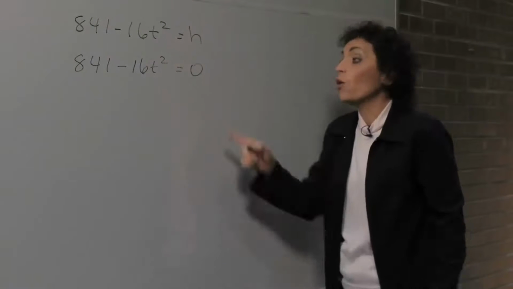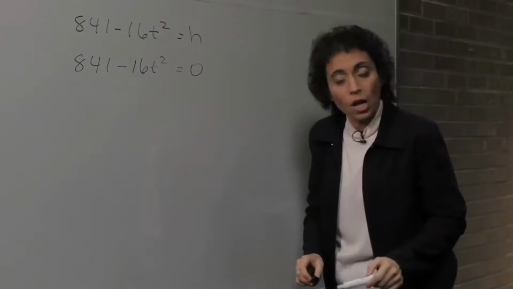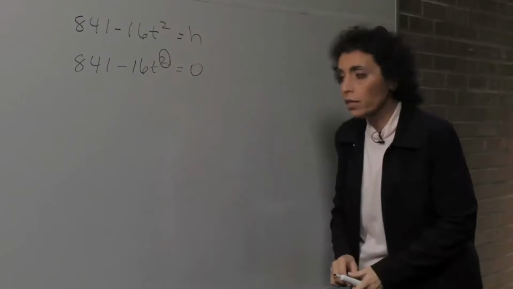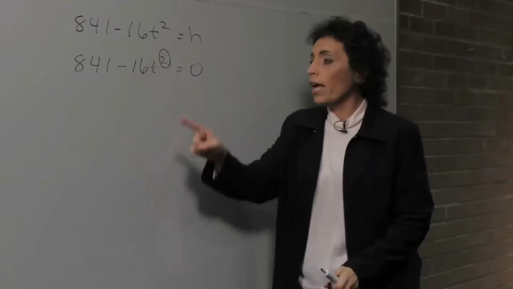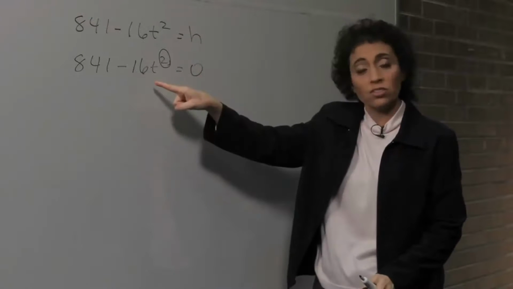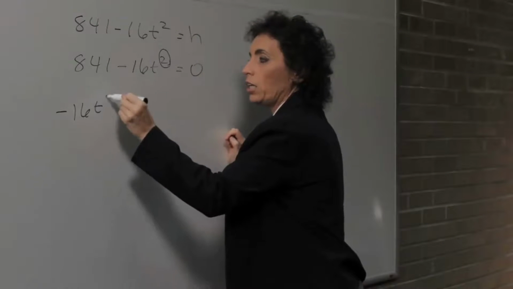Awesome. Okay, we now know how to solve this. Let's talk about why we know how to solve this. We know how to solve this because this is a quadratic equation. We have to set it to 0 and put it in standard form, but it's not in standard form, is it? So we have to go negative 16t squared.